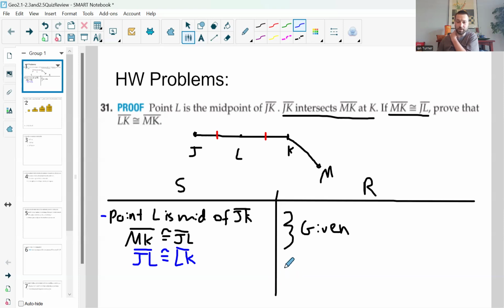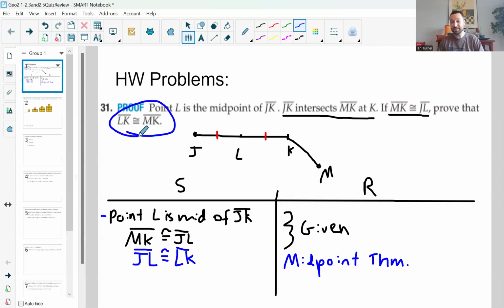Yeah, midpoint theorem. Now, some people on their homework did definition of a midpoint because they felt more comfortable with that, and then definition of congruent segments. That's great. That works too. You can do that. But you need to get congruency. Do you see how this one's incongruent? And what we're trying to prove here is incongruent. So we need everything to be congruent. So you could do that with midpoint theorem. You could also do that with definition of midpoint and then definition of congruent segments. But we need both to be congruent.